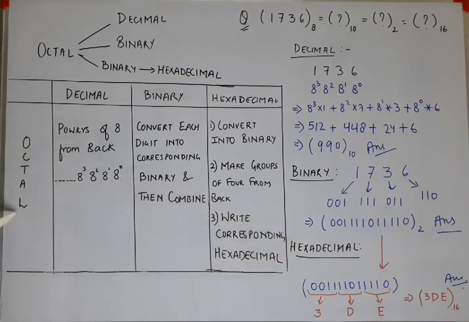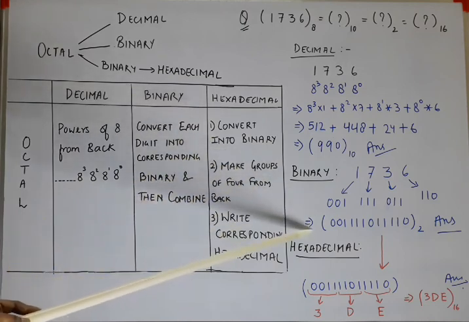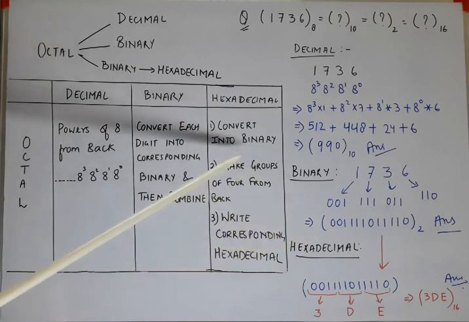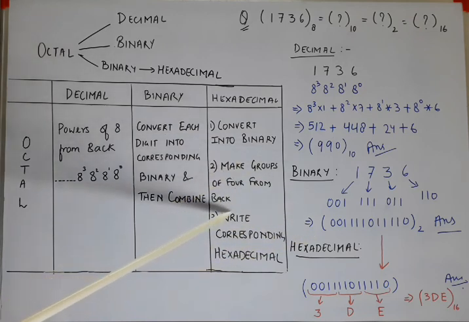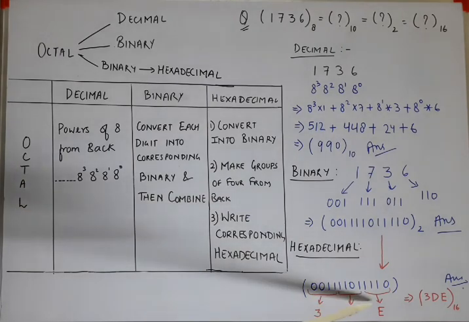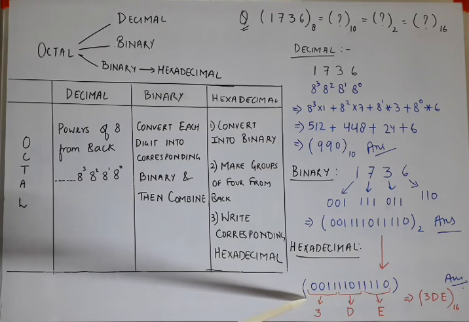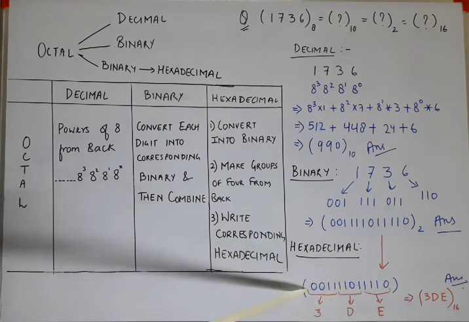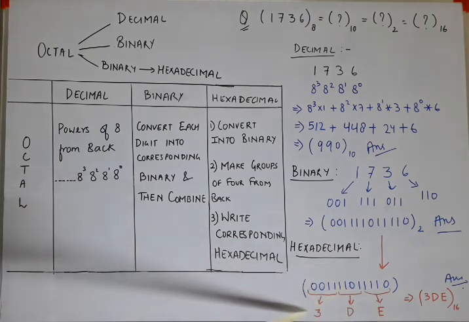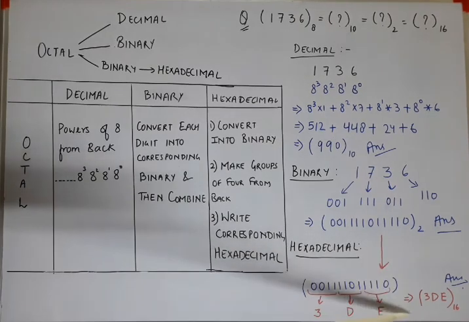Then to convert octal into hexadecimal, first it has to be converted into binary, which we have already done in the last part, and then we will make groups of 4 from back. Now see, I have started to make groups of 4 from back. So this was my first group, this second, this is third, and after this write the corresponding hexadecimal number corresponding to these groups. So the answer is 3DE and combine. This is the answer.